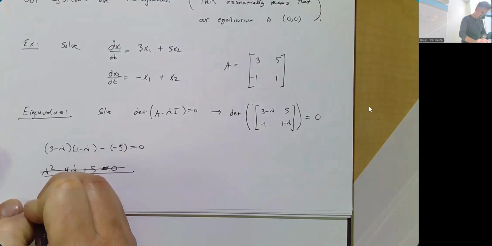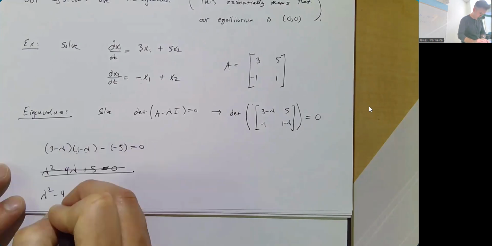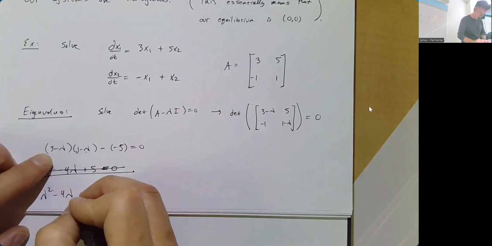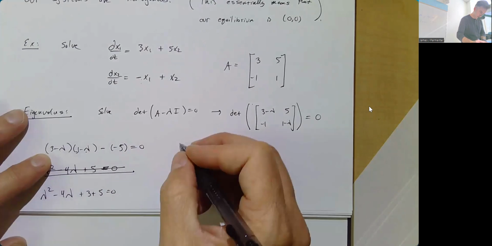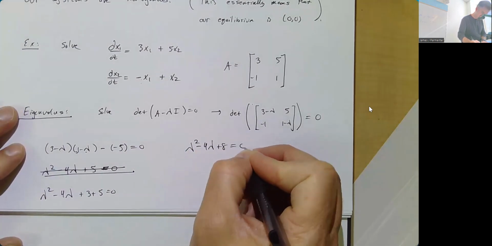Lambda squared minus 3 lambda minus lambda is minus 4 lambda. But then you also need the plus 3 plus 5. So this really should have been lambda squared minus 4 lambda plus 8 equal to 0.